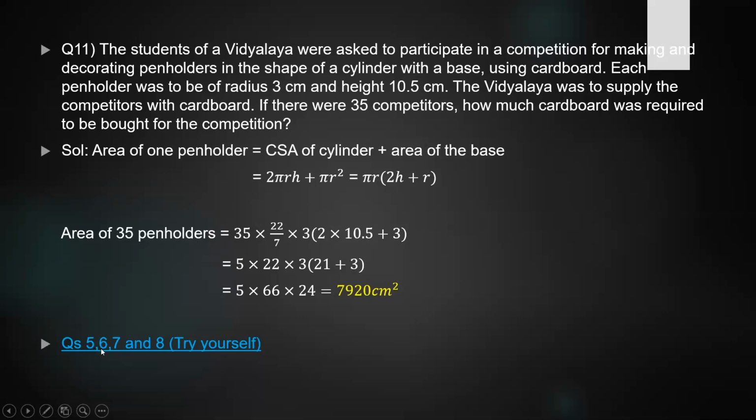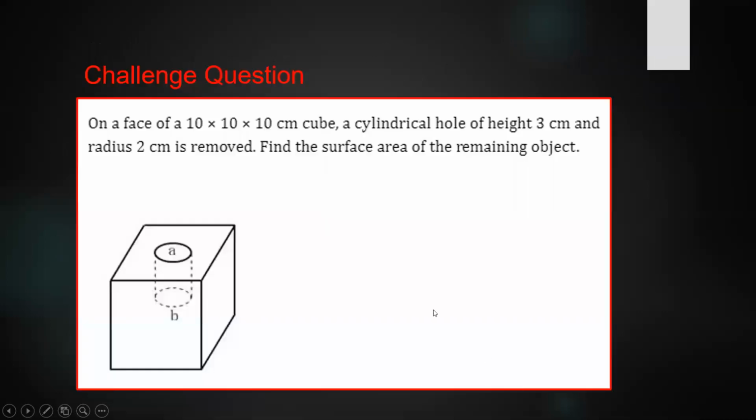Now, questions 5, 6, 7, and 8 of this exercise, you will try yourself. Here is your challenge question. You can see the figure very clearly. In the figure, on a face of a 10 by 10 by 10 centimeter cube, a cylindrical hole of height 3 centimeters and radius 2 centimeters is removed. Find the surface area of the remaining object. So try this challenge question.